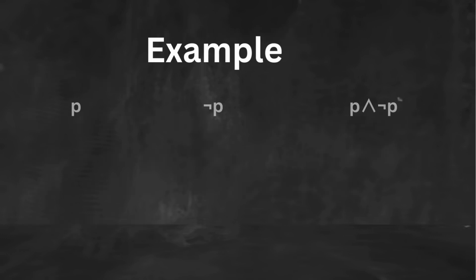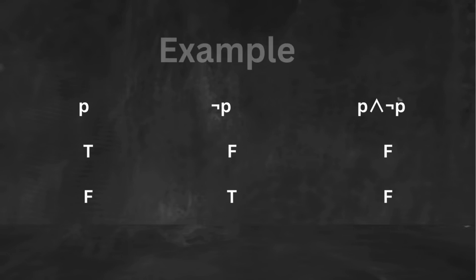Let's see an example. P is true, not P is false, P and not P is false. P is false, not P is true, P and not P is false.